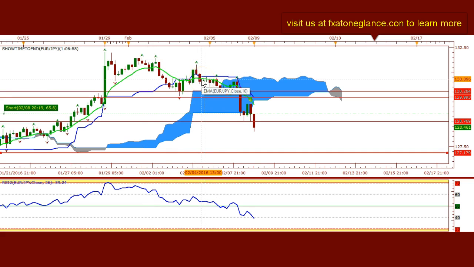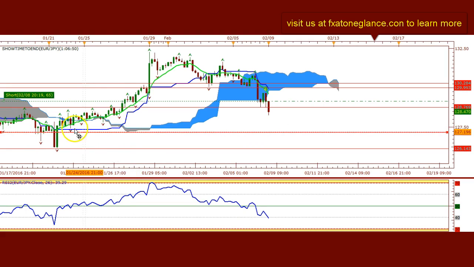Your Kijun-sen violation is a strong indication of a possible change of direction with your trend. So we know that because your Kijun-sen kind of acts like your trend line. The market follows that Kijun-sen. That's the point of equilibrium. So the market follows that level.